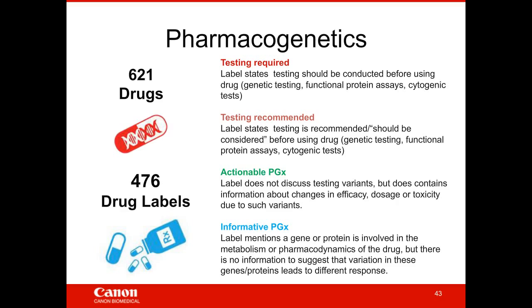PharmGKB is a website that has over 621 drugs related to pharmacogenetics and offers information on 476 drug labels. The drugs are labeled based on their testing recommendation seen on this slide here, so anything from testing required, where the label states testing should be conducted before using the drug, to informative PGx, where the label mentions a gene or potentially a protein that is involved in the metabolism or pharmacodynamics of the drug.